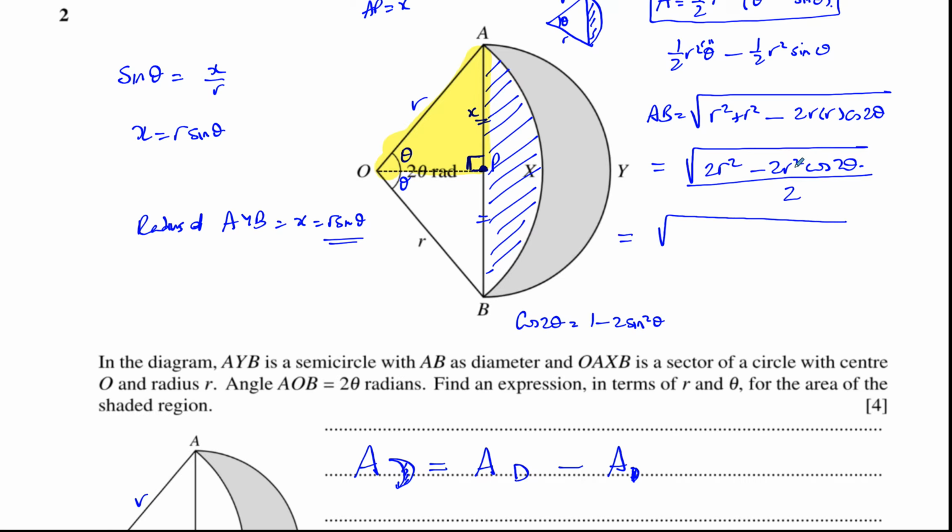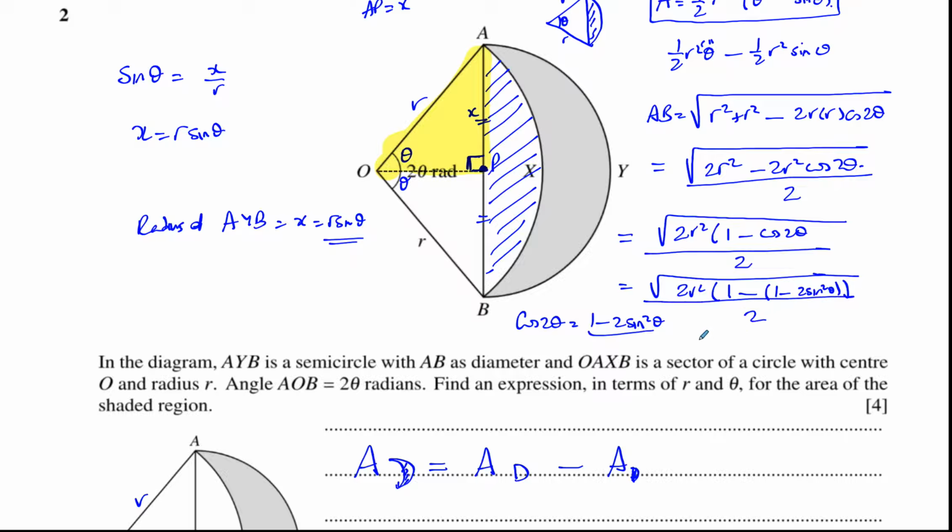So first of all, I'm going to take out 2r squared as common in these two terms. I'm left with 1 minus cosine of 2 theta, and that's all over 2. Okay, it's just the square root of that top part. So you're going to have the square root of 2r squared, and I'm going to replace the cosine 2 theta with this. So this cosine 2 theta is going to be replaced by 1 minus 2 sine squared theta. And that's all divided by 2.